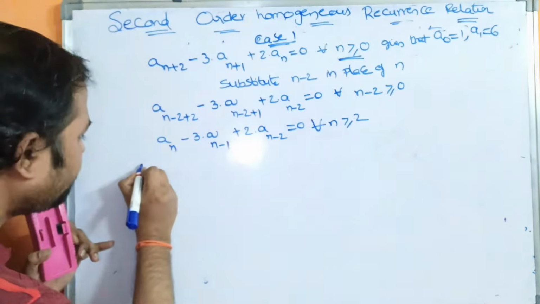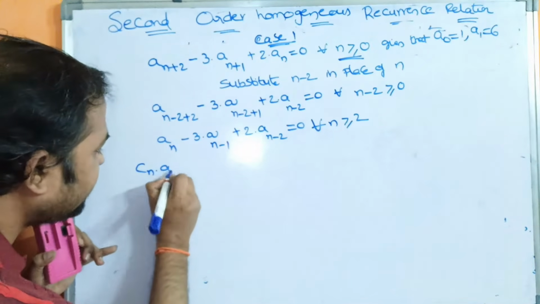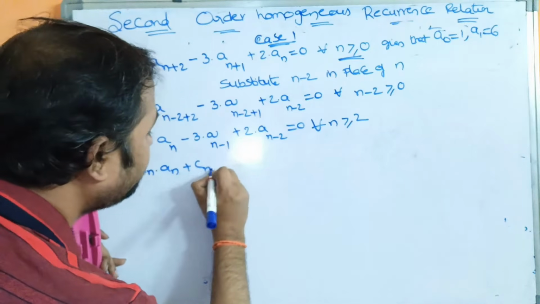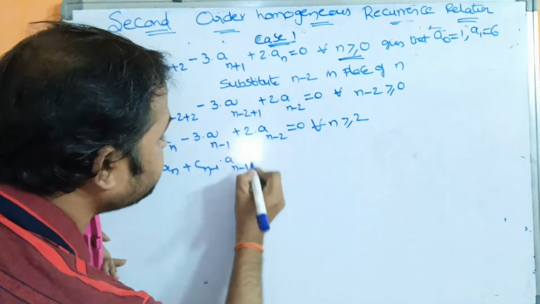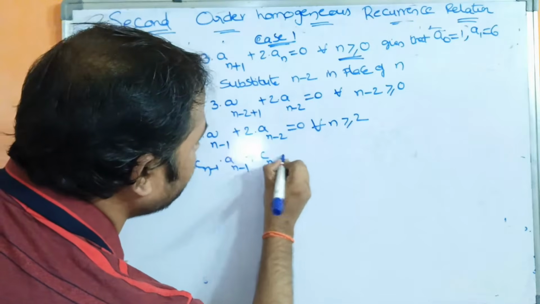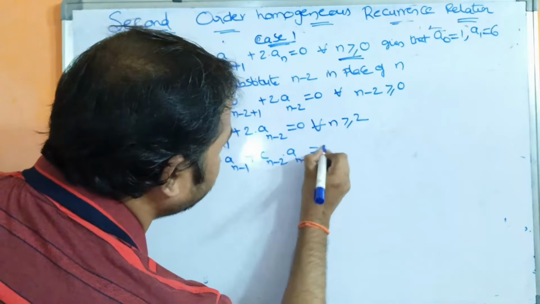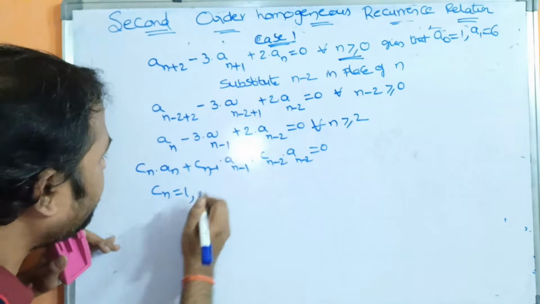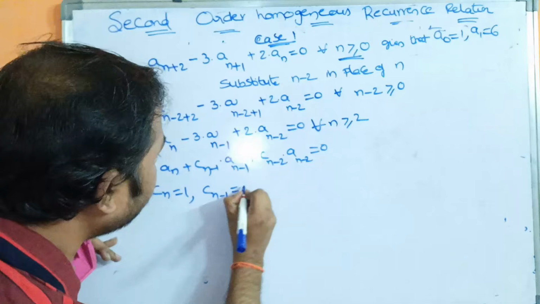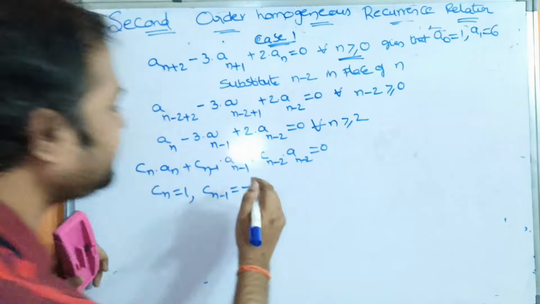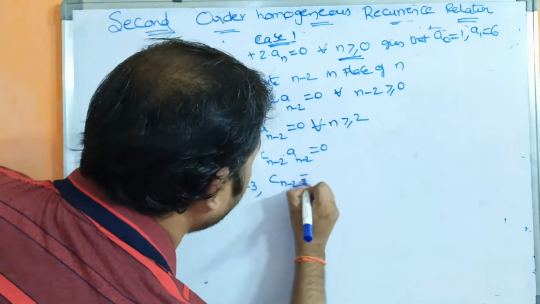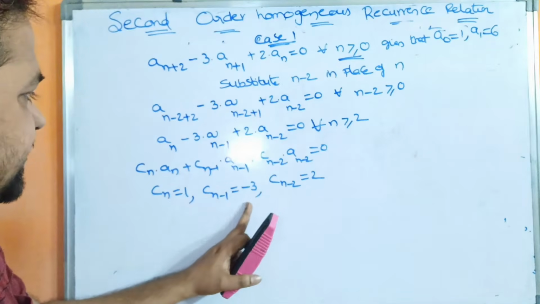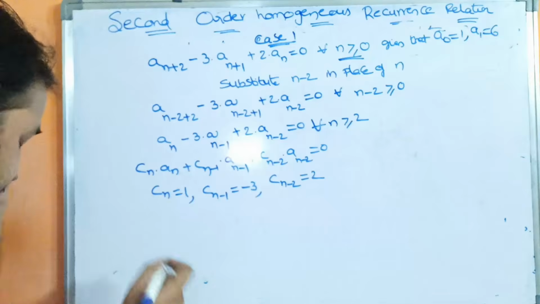We know the second order homogeneous recurrence relation is C_n a_n plus C_(n-1) into a_(n-1) plus C_(n-2) into a_(n-2) is equal to 0. After comparison, we will get C_n is equal to 1, C_(n-1) is equal to minus 3, C_(n-2) is equal to 2.